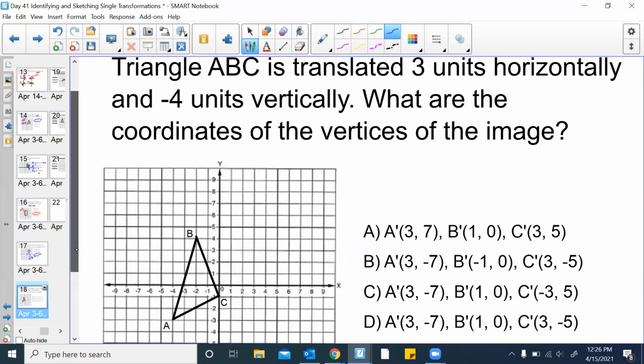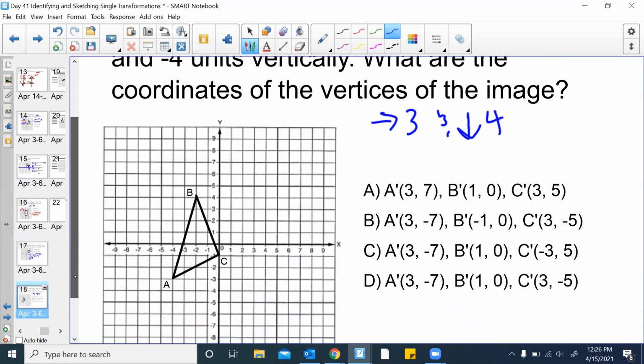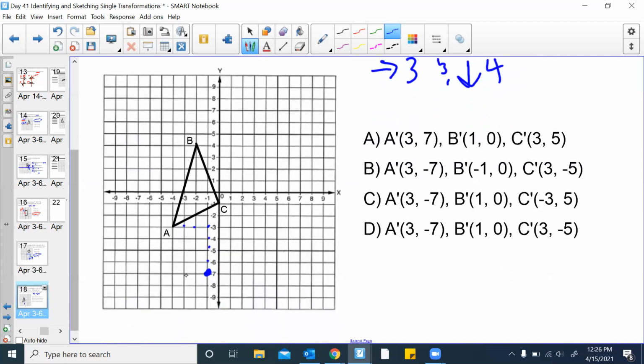ABC is translated 3 units horizontally and then negative 4 vertically. So 3 units horizontally is to the right 3. And vertically, it's down because it's negative 4. So let's just pick a point. Let's start with point A. We're going to go to the right 1, 2, 3, and we go down 1, 2, 3, 4. All right, so we look at our point, and this is going to be A prime. And we're going to go to the left 1, so that's negative 1, and then down 7. So that's negative 1, 7. Now, hold on.